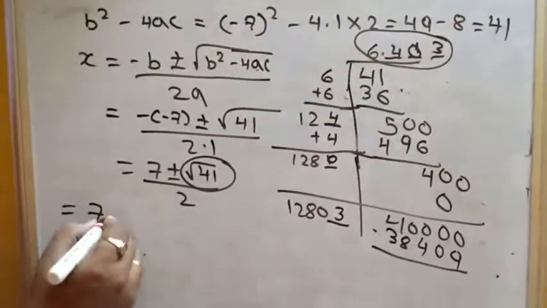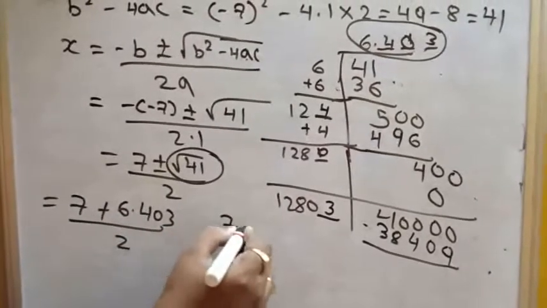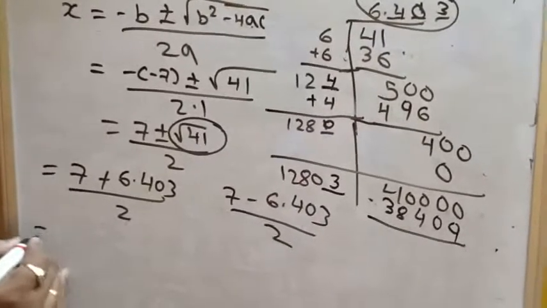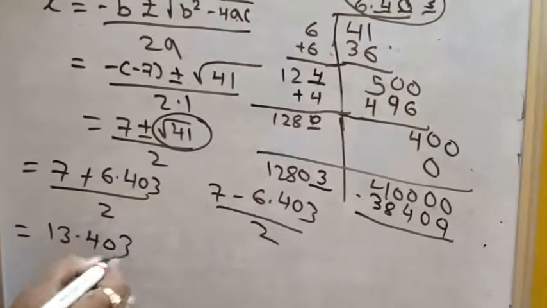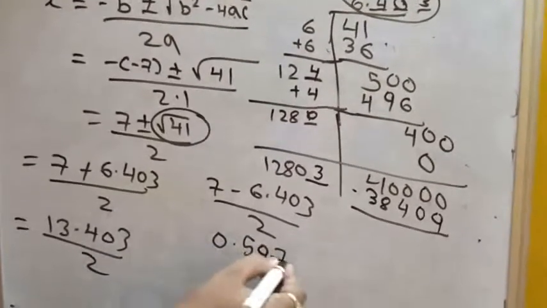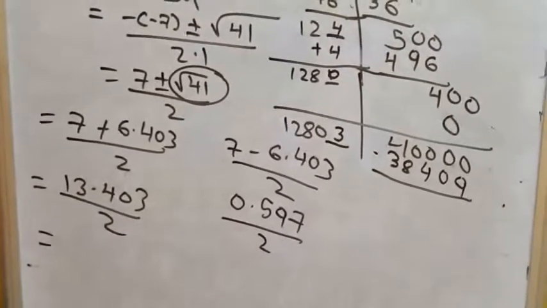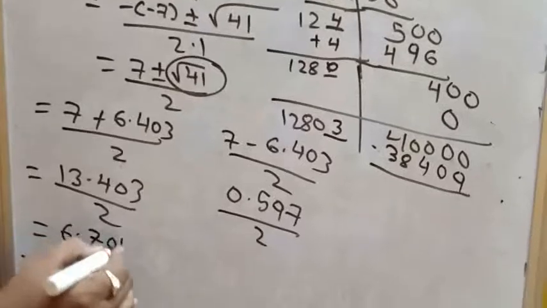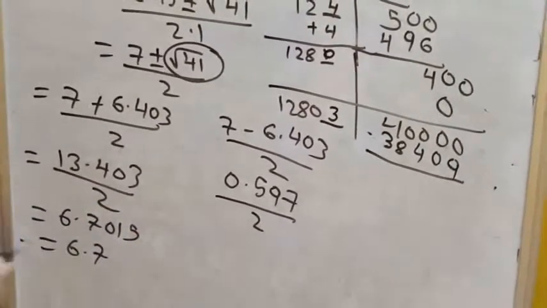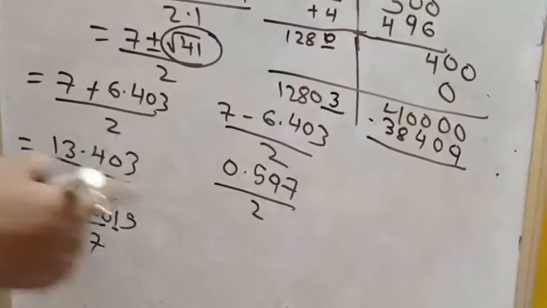So can I write here 7 plus 6.403 divided by 2, 7 minus 6.403 divided by 2 equal to how much? Here I have written 13.403 divided by 2, here 0.597 divided by 2. So what is the value? 13.403 divided by 2 equals, can I write here 6.7015, or can I write here 6.7? Yes or no? Because up to 2 decimal places he told. So 70 are coming here, 1 is there. So 1 means you can't change. After 5 you can change.